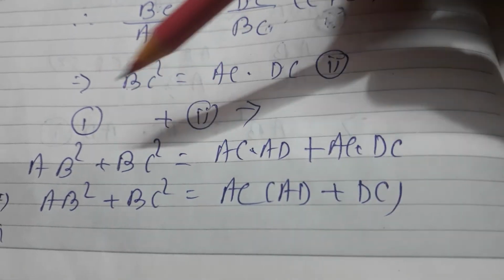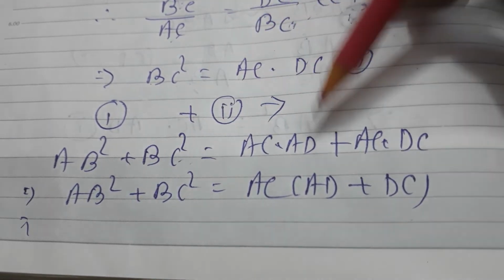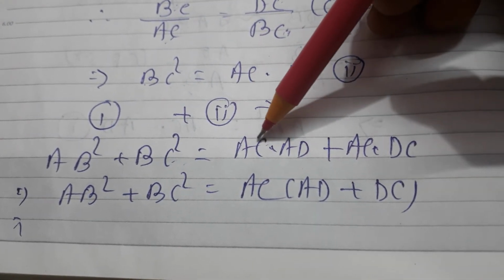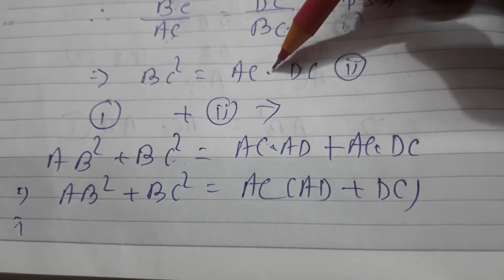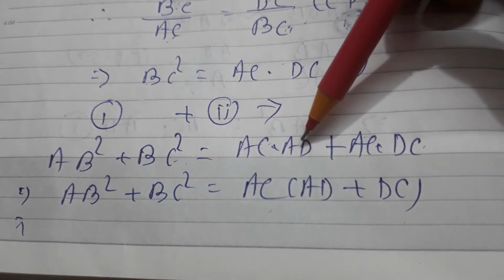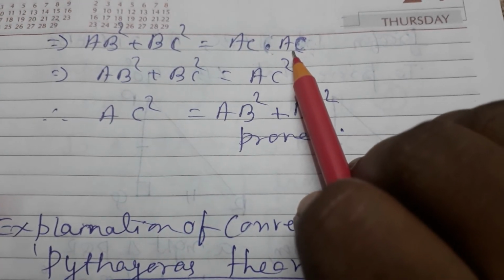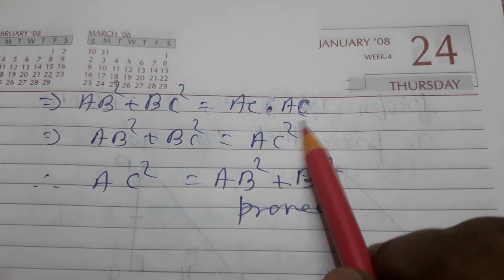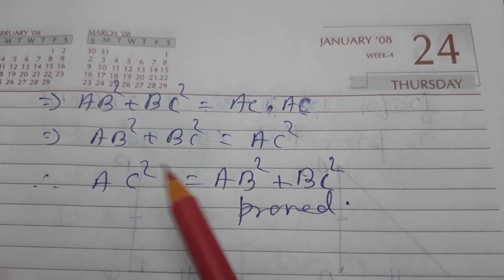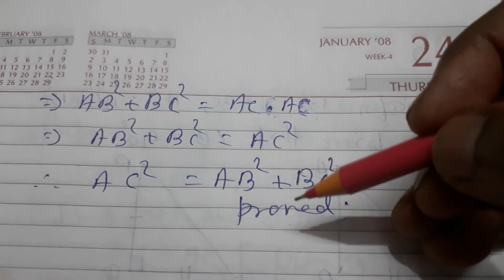Now you add equation 1 and equation 2. Equation 1 is AB square, equation 2 is BC square. And in equation 1 we have got AC into AD, and in equation 2 we got AC into DC. Now look, AC is common, and in bracket it will be AD plus DC. Now by figure AD plus DC equal to AC. So I have written here AC in place of AD plus CD. Now AC square. Dot means multiply. So AC square equal to AB square plus BC square. It is our requirement to prove. Okay.